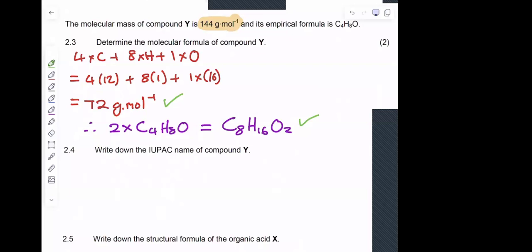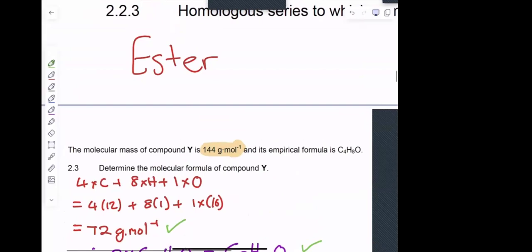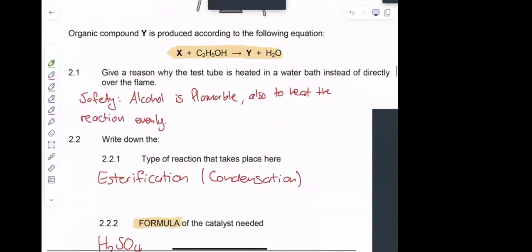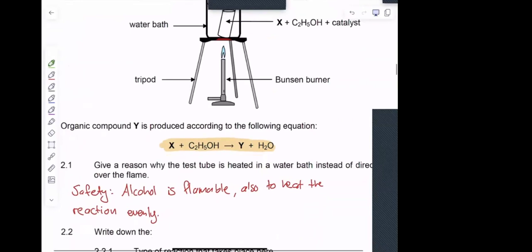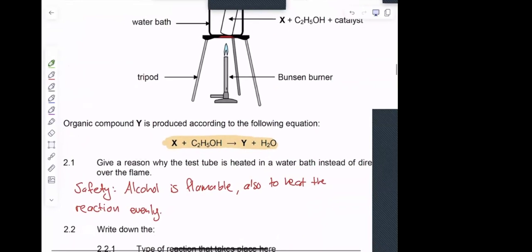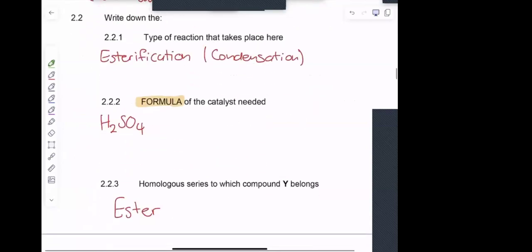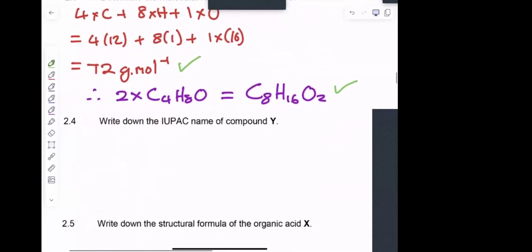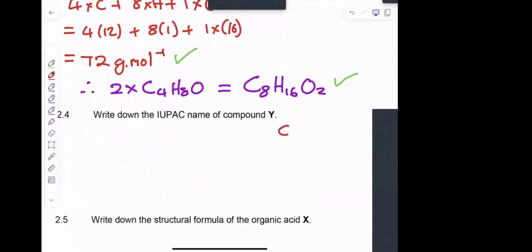All right. Let's look at 2.4. So 2.4 says, write down the IUPAC name of compound Y. Let's quickly go back and look at what our constituents are, because you guys will need that to write down the name, right? So we've got, in this case here, the alcohol is C2H5OH. Okay, let me put that down here just so that you've got that information, right? So we've got C2H5OH. That is the alcohol. We know that the ester is going to be C8H16O2. So what's the IUPAC name of the compound?